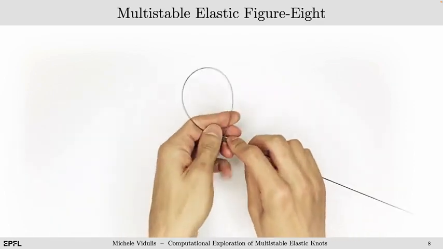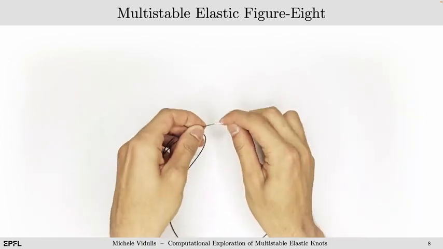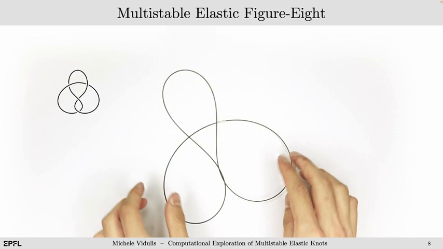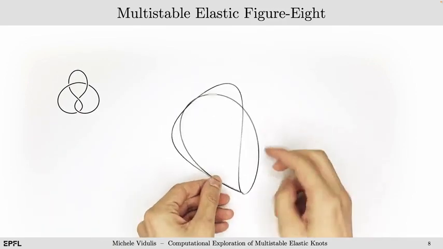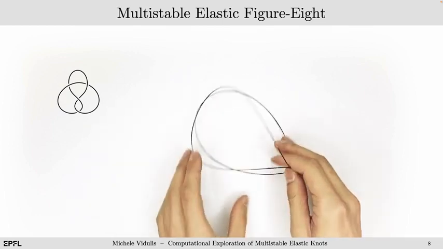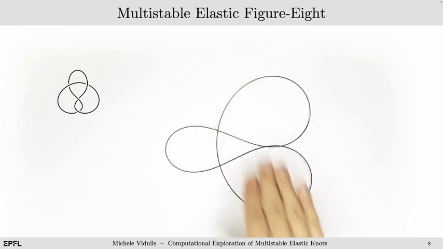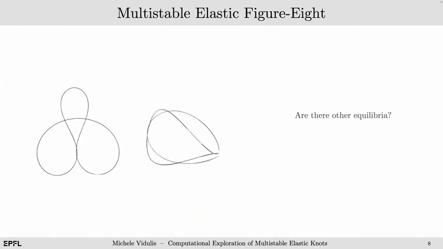Moreover, we are not necessarily interested in a single energy minimizer. We know from the literature that some elastic knots are multistable. The elastic figure 8, for example, is known to have at least two equilibria, one which is approximately flat, and another one which is more three-dimensional. One might then ask whether there are more local energy minimizers than just these two, and also if more complex knots can be multistable. Our computational pipeline aims at answering these questions.